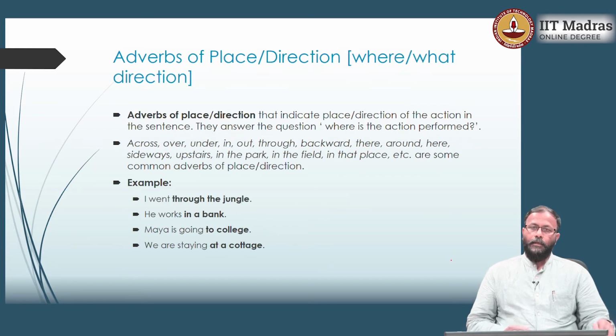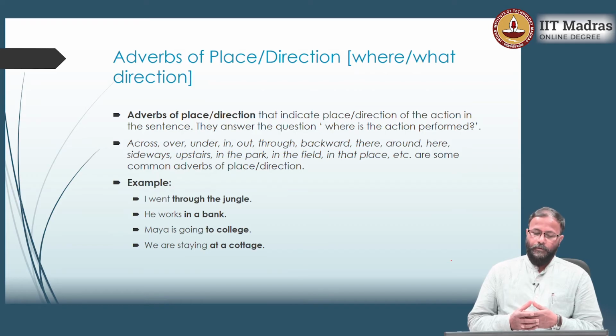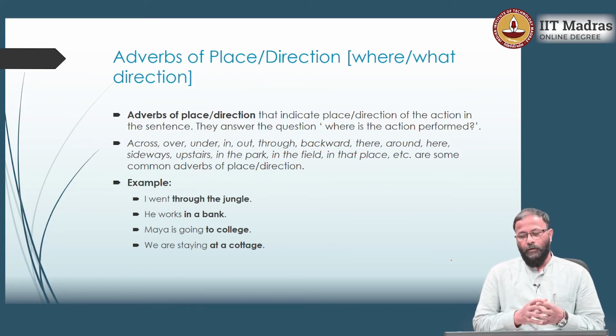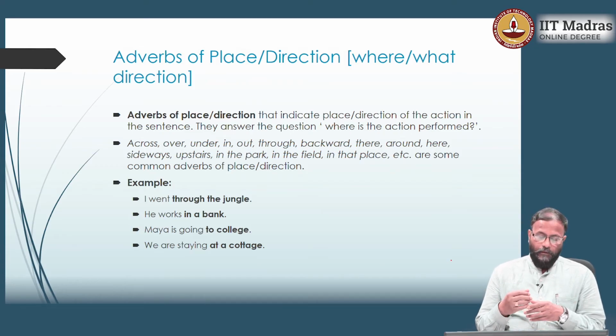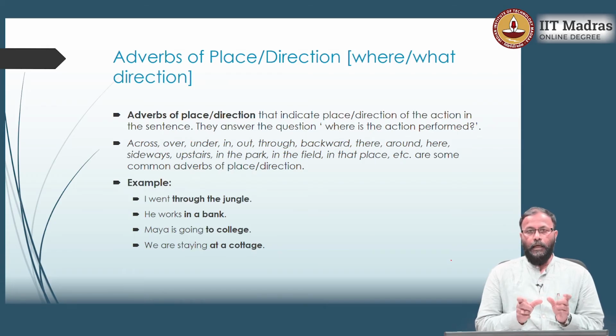Then let us move to the third category of adverbs, called adverbs of place or direction. They give directional information, distance, direction, or the space or location where the action is being performed. Look at the examples. I went through the jungle. Through the jungle acts here as an adverb. He works in a bank. In a bank acts here as an adverb. Maya is going to college. To college acts as an adverb.